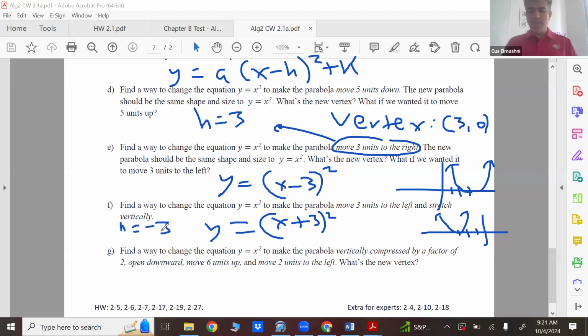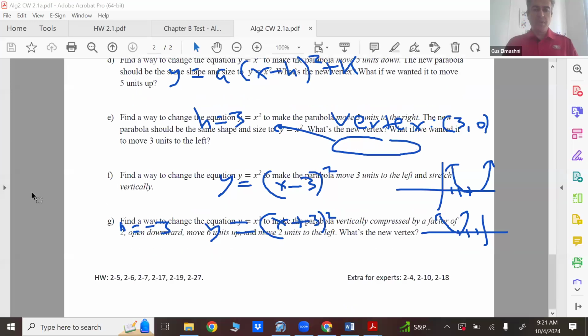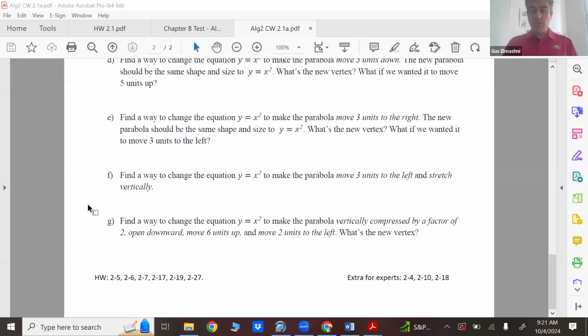Okay, G does everything all at once. Doing a whole bunch of things all at one time. So let's take a look at G. You want to compress. You want to open down, so A is negative. You want to move 6 units up, so K equals 6. You want to move 2 left. H is -2.